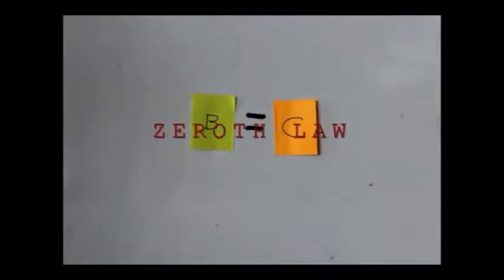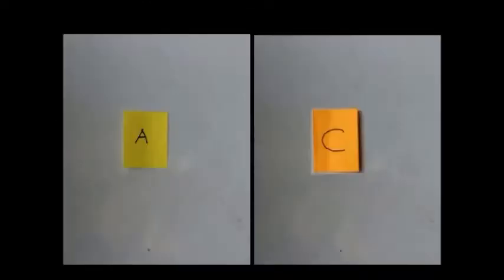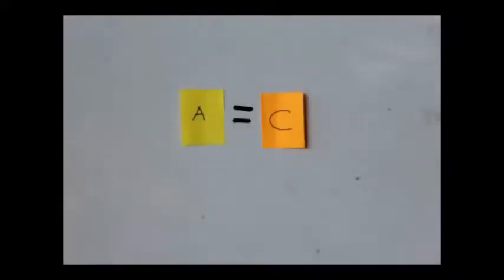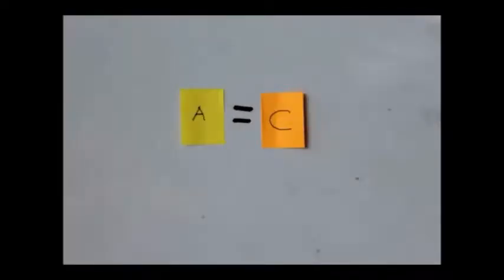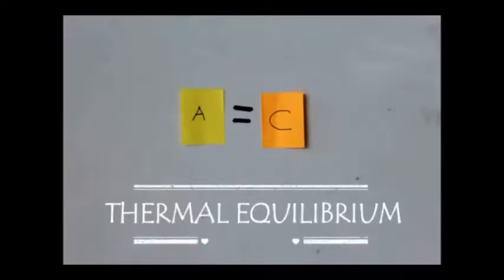Hence, by the zeroth law, we are assured that when A and C are placed in contact, they also will be in equilibrium. To summarize, the zeroth law of thermodynamics can be stated as follows. If object A is in thermal equilibrium with object B, and object C is also in thermal equilibrium with object B, then objects A and C will be in thermal equilibrium if brought into thermal contact.